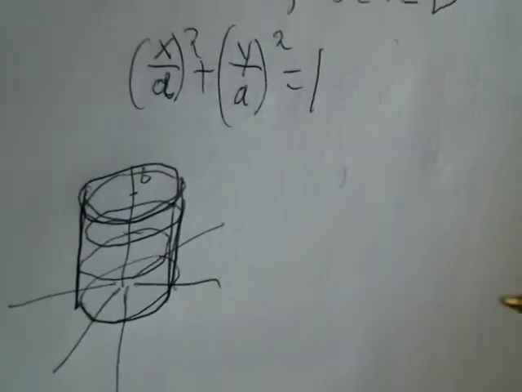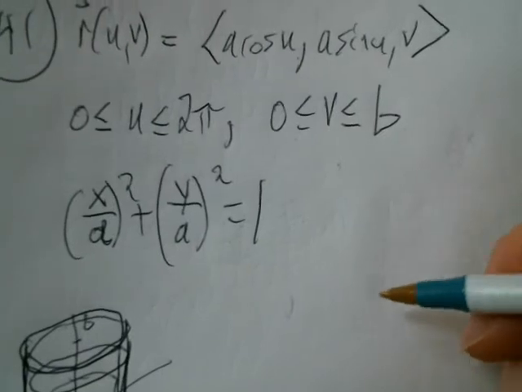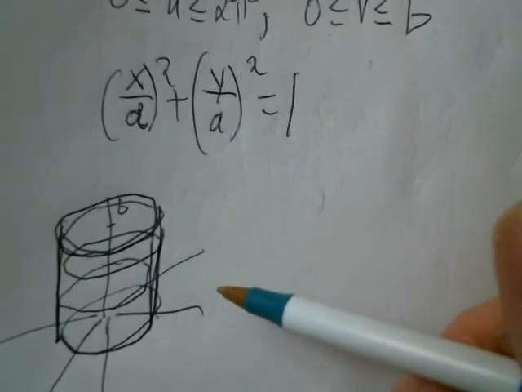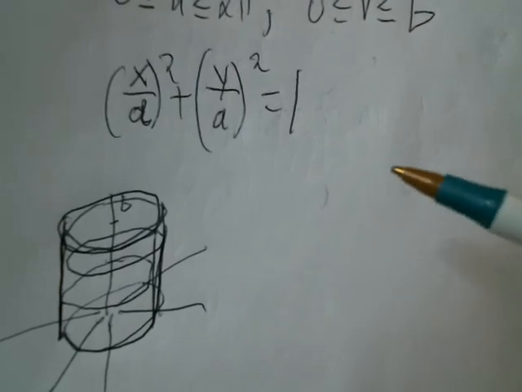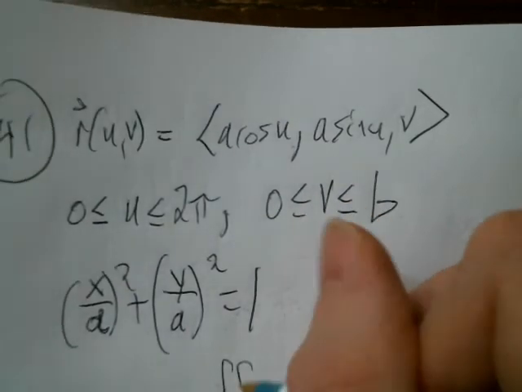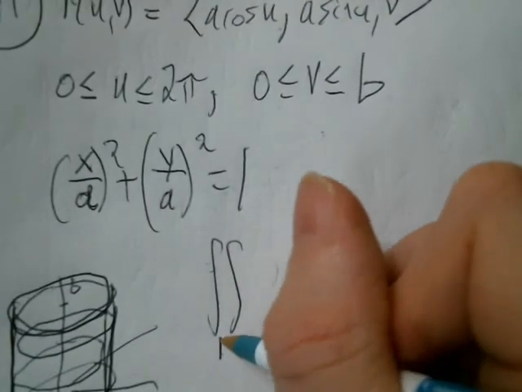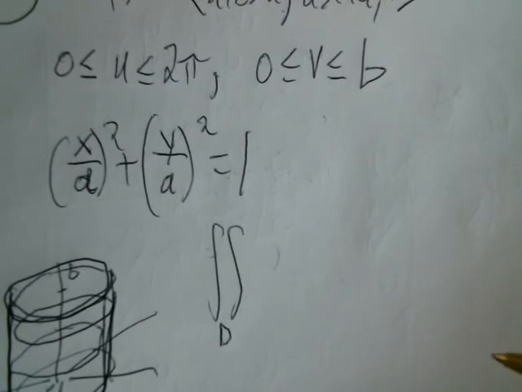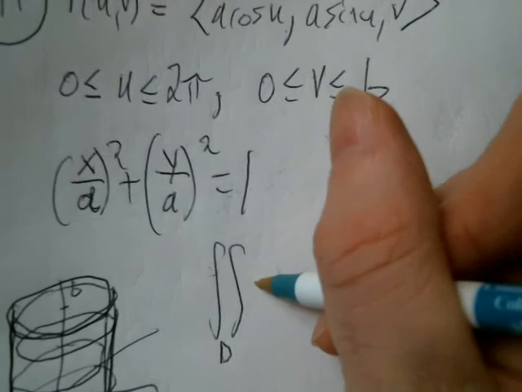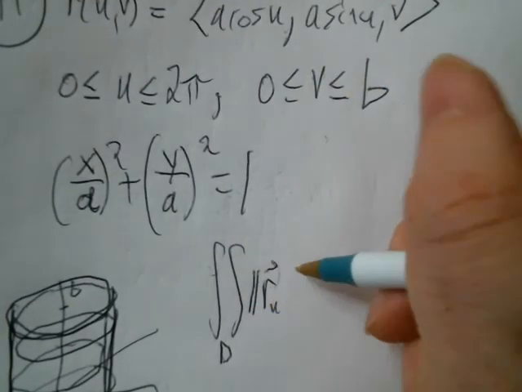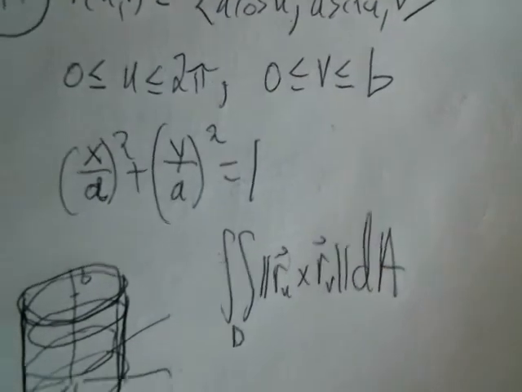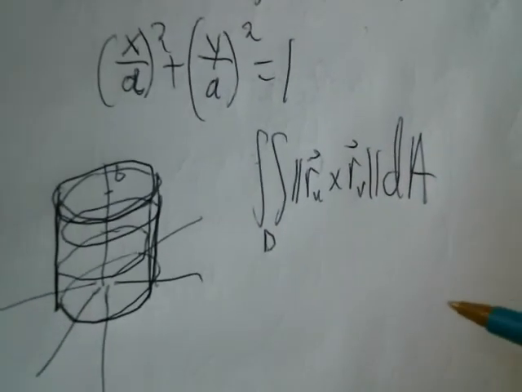Okay, so there's our thing. Right. So we want to find the surface area of this guy, and so it's just a matter of dumping everything into our formula for surface area. So it's the double integral over this region in the UV plane of the magnitude of the cross product of RU and RV dA.